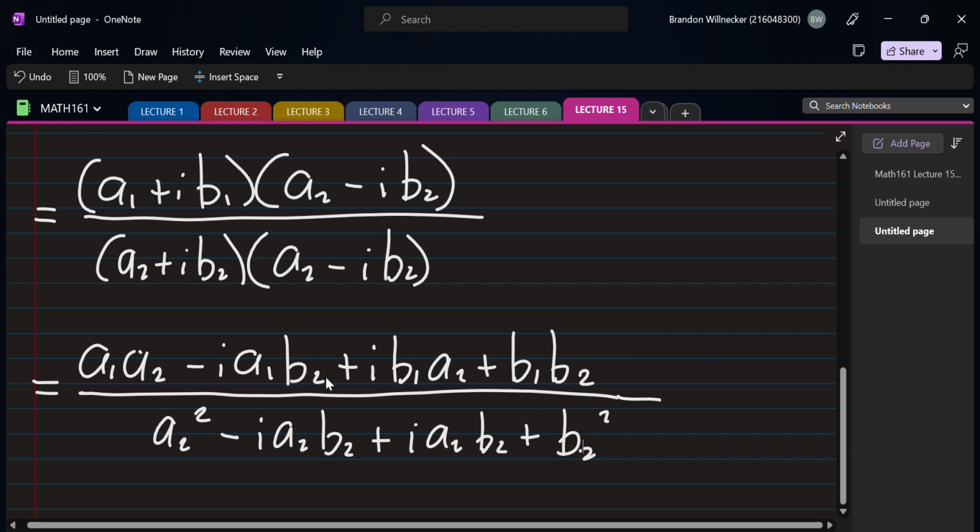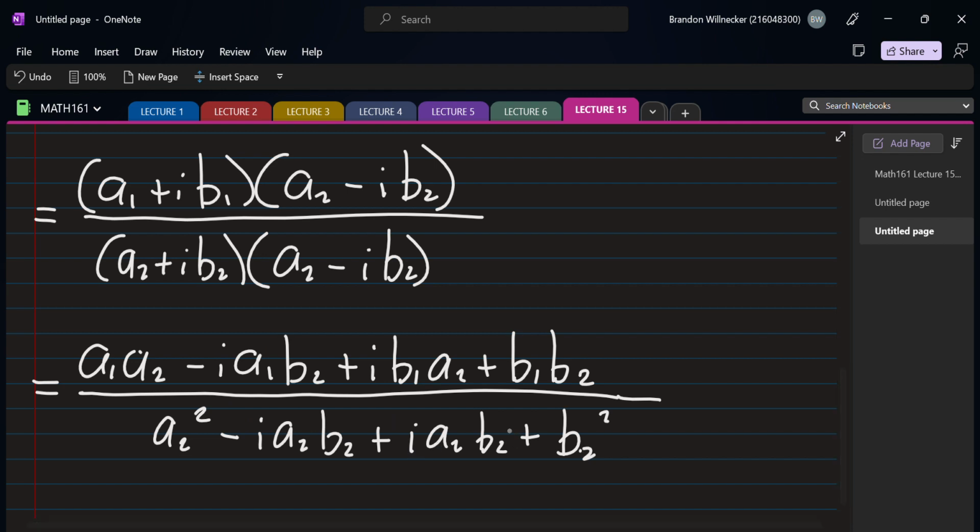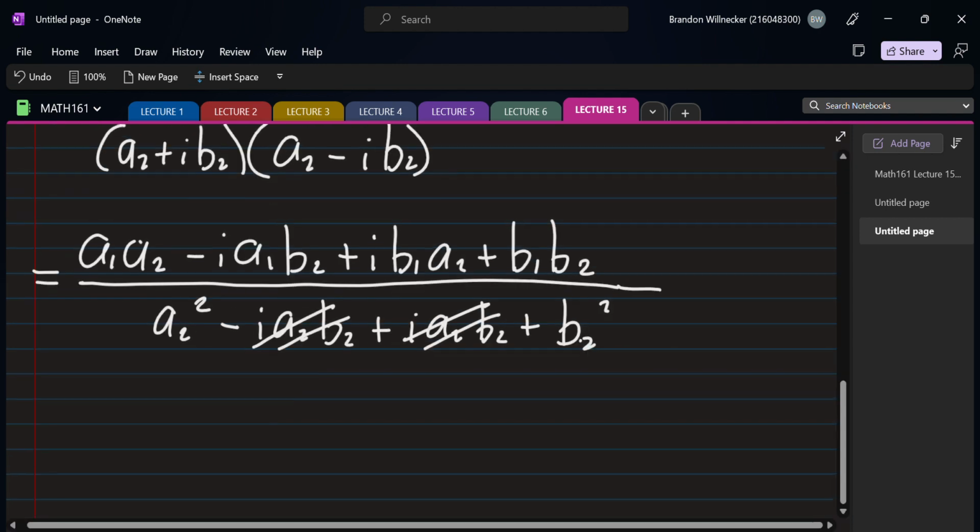And notice that the imaginary parts cancel. We've got minus i a2 b2, plus i a2 b2. They go away. So there is no imaginary part to this denominator, which makes it a single real number. Okay, so we can use this technique to turn this complex denominator into a real denominator.